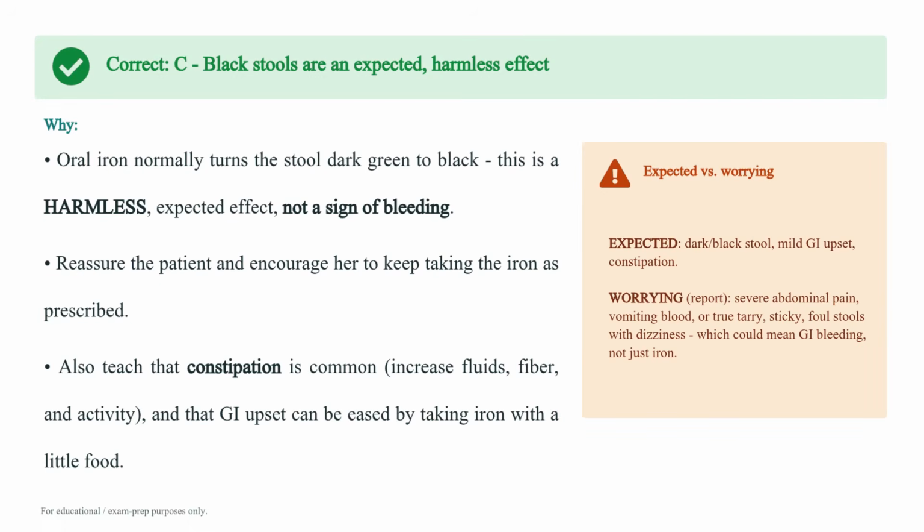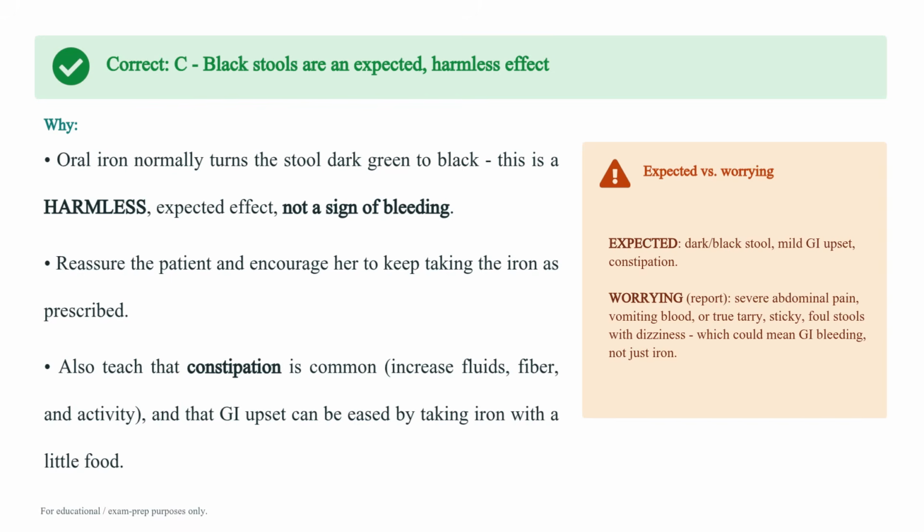The answer is C. Black stools are an expected harmless effect of iron. Oral iron normally turns the stool dark green to black, and this is a harmless expected effect, not a sign of bleeding. Reassure the patient and encourage her to keep taking the iron as prescribed. Also teach that constipation is common, so increase fluids, fiber, and activity, and that stomach upset can be eased by taking iron with a little food.